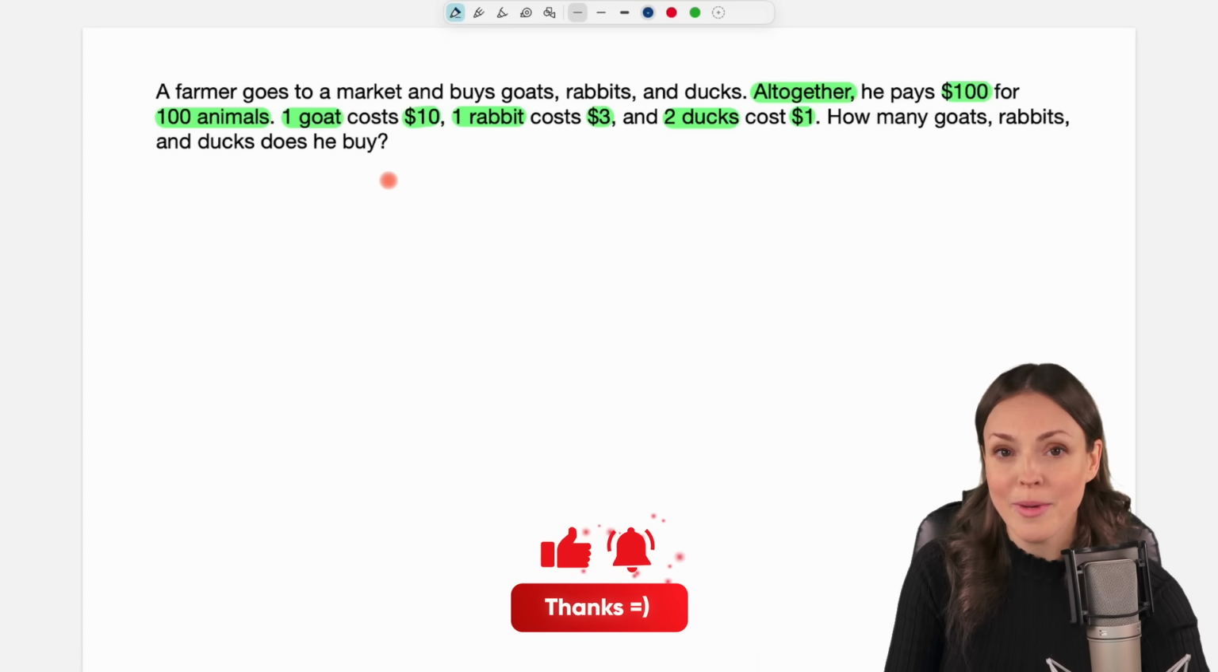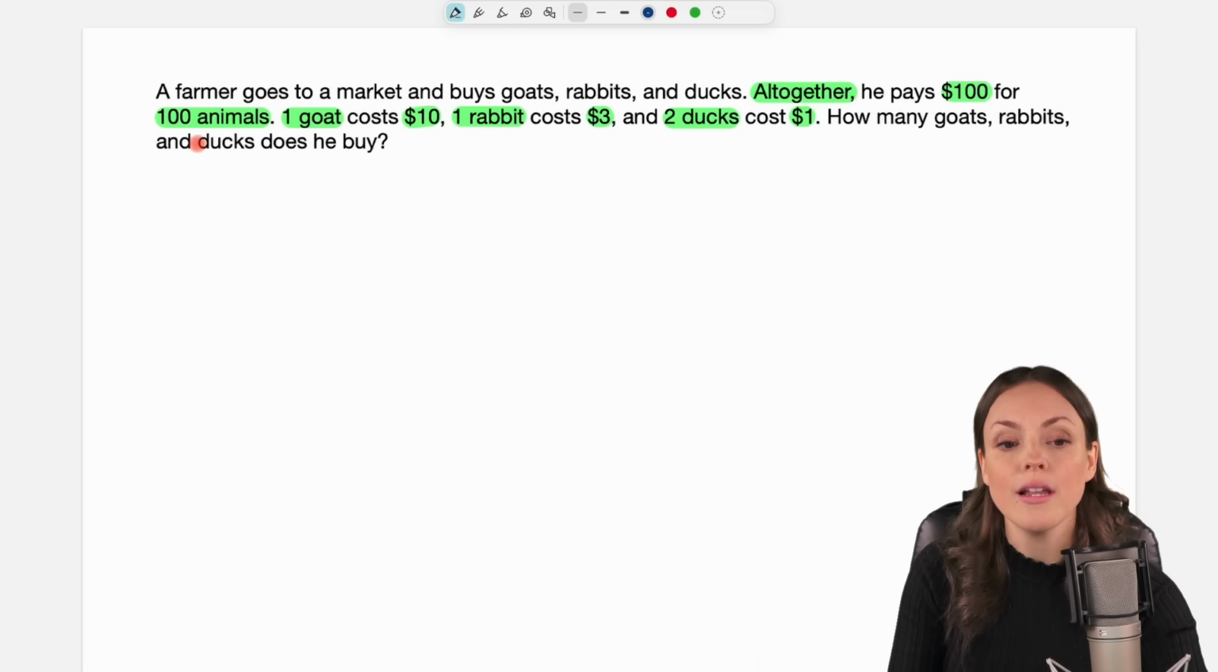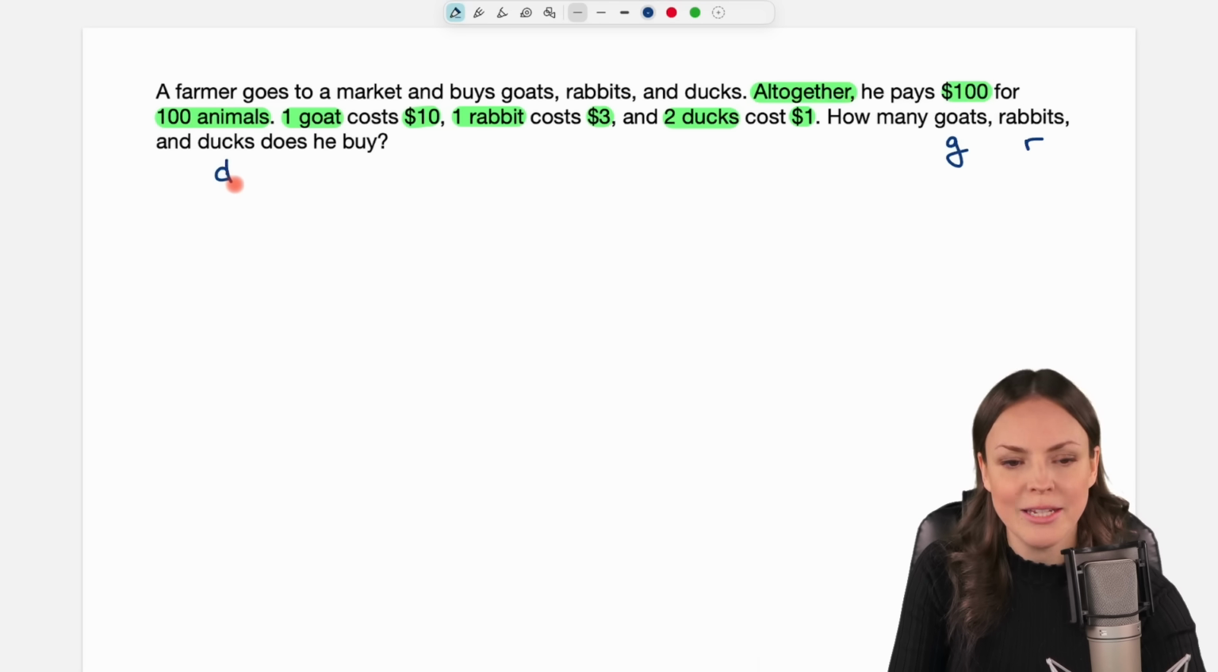Okay, so this is about a farmer who buys 100 animals and he pays $100 in total for that. Each animal has a different price and we have to figure out how many goats, rabbits, and ducks he buys. Maybe we call the number of goats that he buys G, the number of rabbits R, and the number of ducks D.